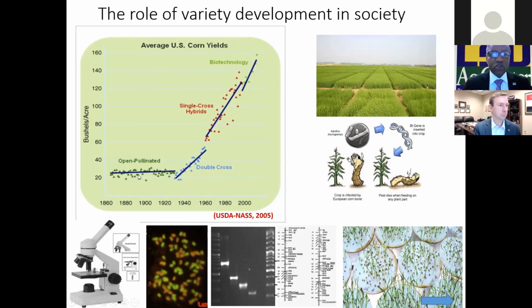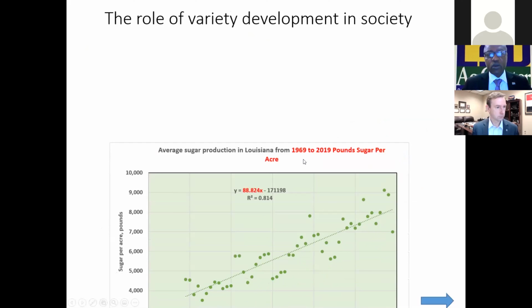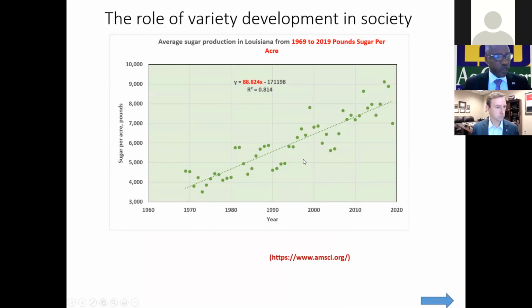So this slide here shows you the power of plant breeding. You can see that each time that we have a deeper understanding of genetics, we tweak the breeding program based on that knowledge, and it increased corn yield in leaps and bounds. In sugarcane, here in Louisiana, we have seen yield increases of about 88 pounds of sugar per acre over the last 50 years.